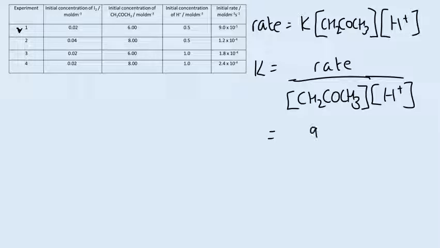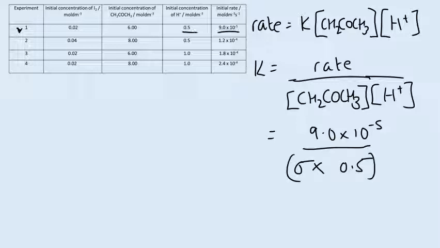The rate is 9.0 times 10 to the minus 5 divided by 6 times 0.5. So I'm just literally taking the numbers from the table, putting them into the rate equation. What does that equal? Well, let me work it out. 9 times 10 to the minus 5 divided by 6 times 0.5 equals 3 times 10 to the minus 5. I need units though. Okay, we need some units.